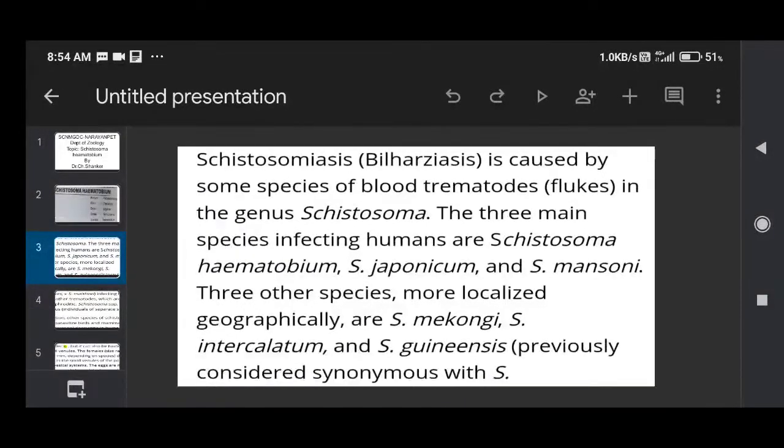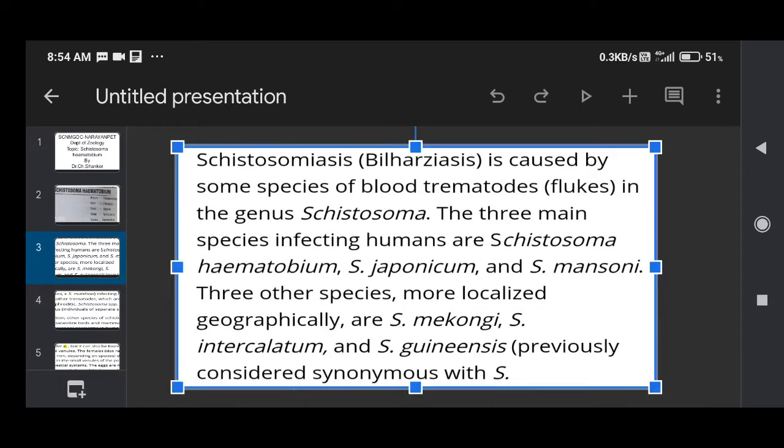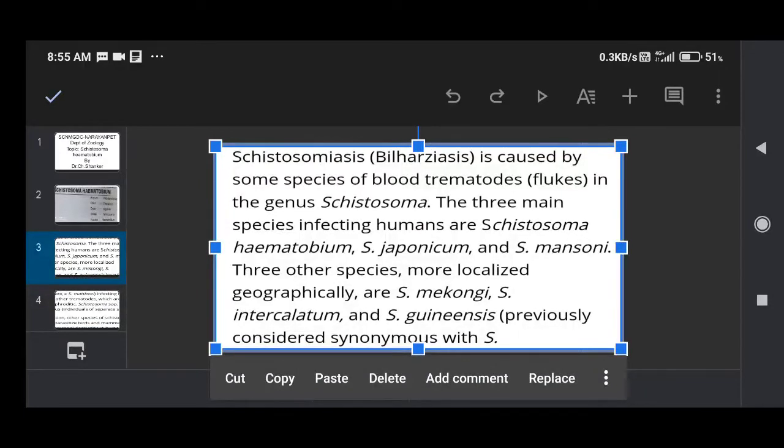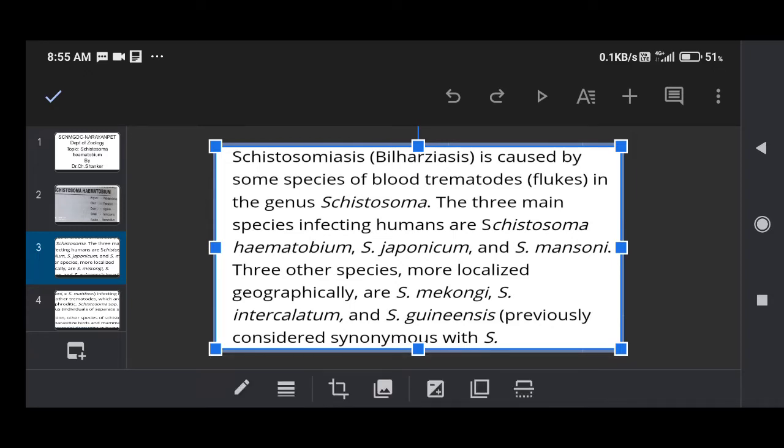Generally, Schistosoma is also called Bilharzia. This is a parasite discovered by Bilharz, and that is the reason we call it Bilharzia. This organism lives in the blood, so it is also called a blood fluke. And the male has a special cavity, the schist, so that is the reason this species is called Schistosoma.